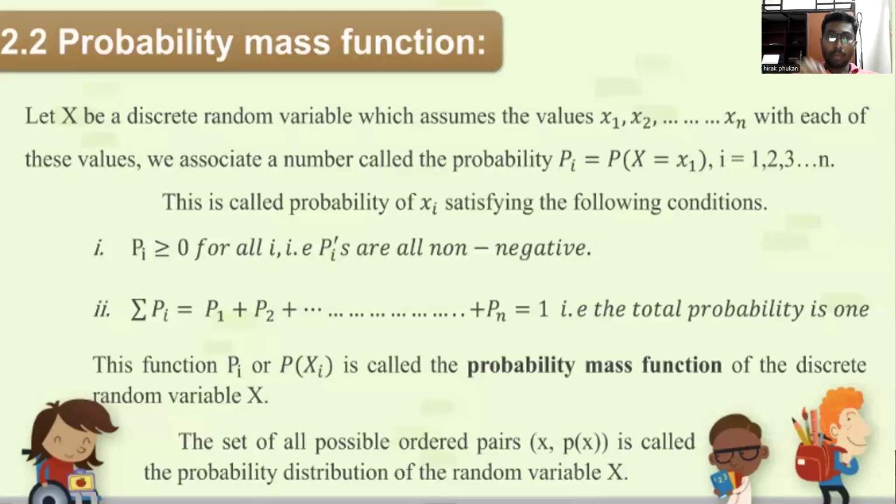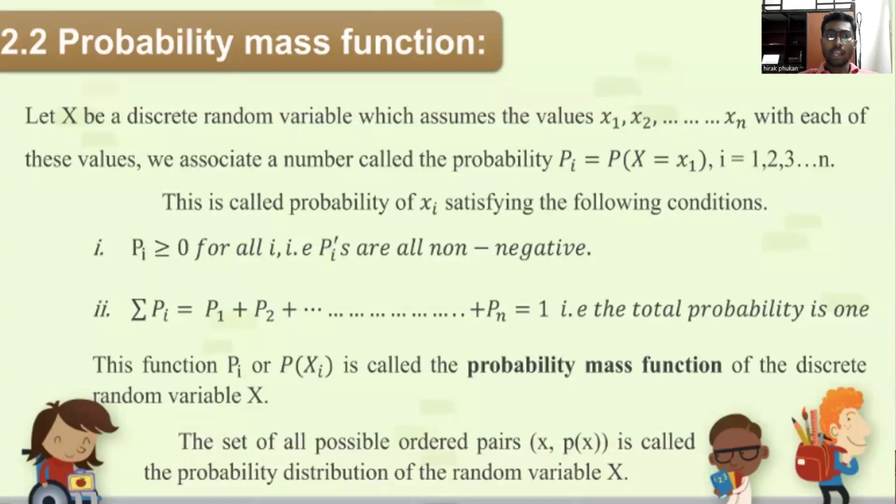Now talking about probability mass function. Let x be a discrete random variable which assumes the value x1, x2 to xn. With each value, we associate pi as p of x is equal to xi, i is equal to 1 to n. Now to satisfy probability mass function, we have to satisfy two conditions which are as follow.